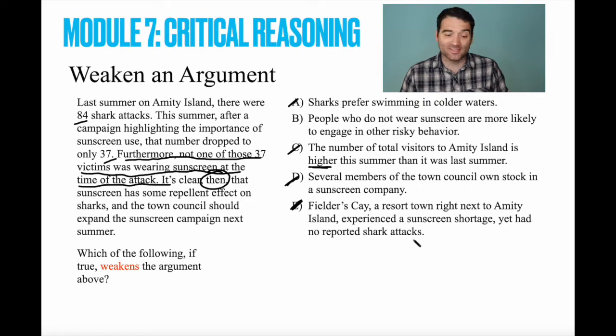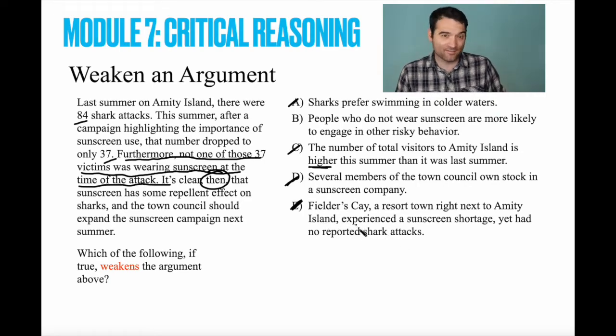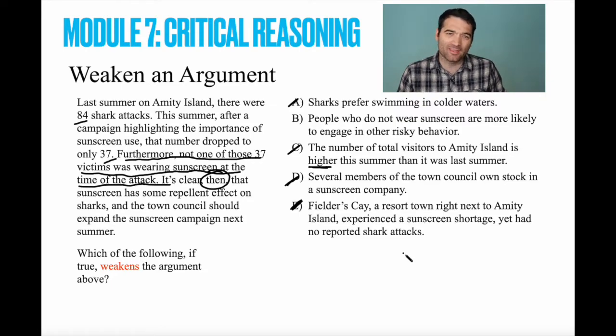So you might look at that and say, well, game over, right? There's this other town over here, and they didn't have sunscreen, and they didn't have shark attacks. But what do you know about Fielders Cay? Anything? You know that it's right next to Amity Island. Fair enough. But does Fielders Cay even have a beach where people swim? Maybe their beach was closed for the summer. You don't know. That's my point, right? And in order to pick E, just like answer option D, you would have to make all sorts of assumptions of your own. The correct answer here is B.